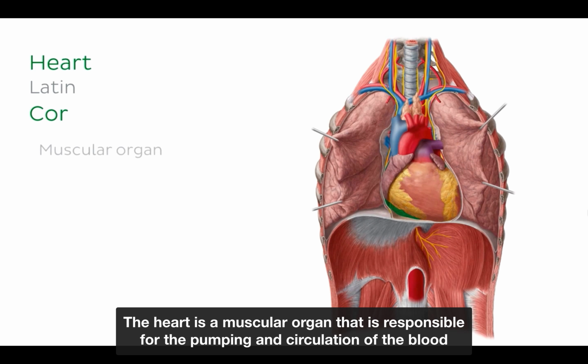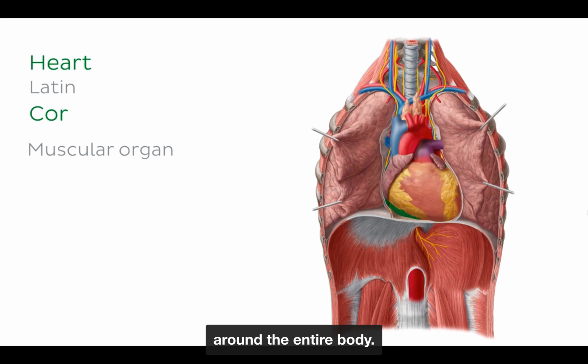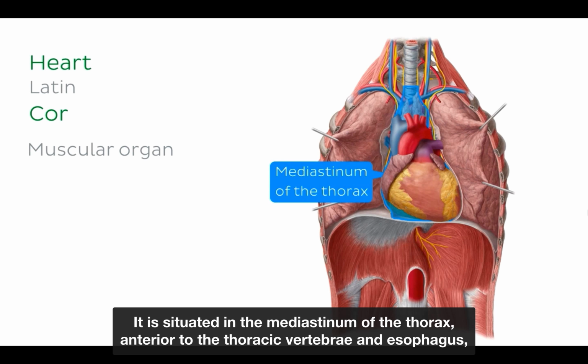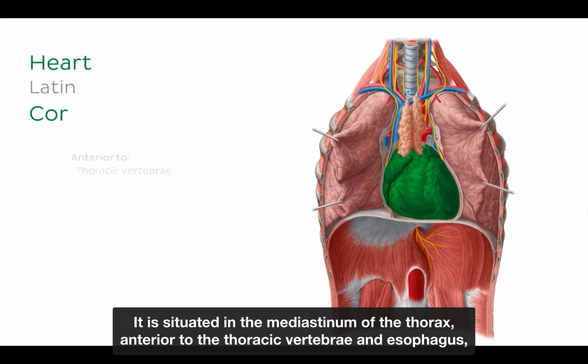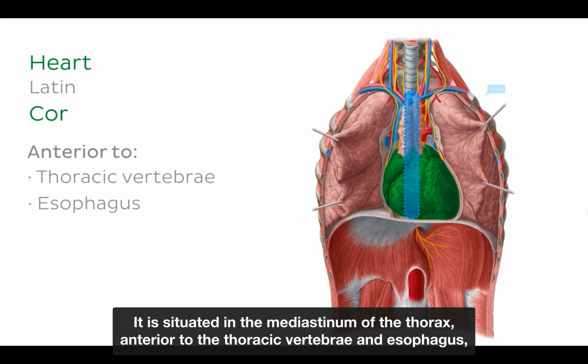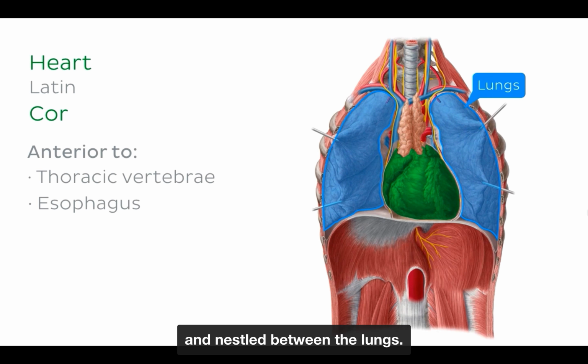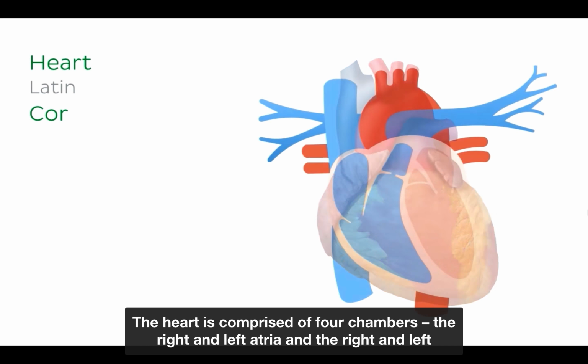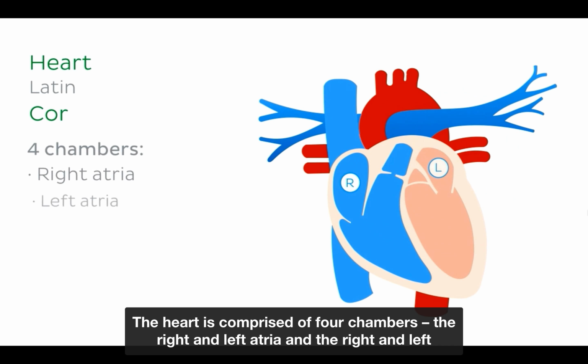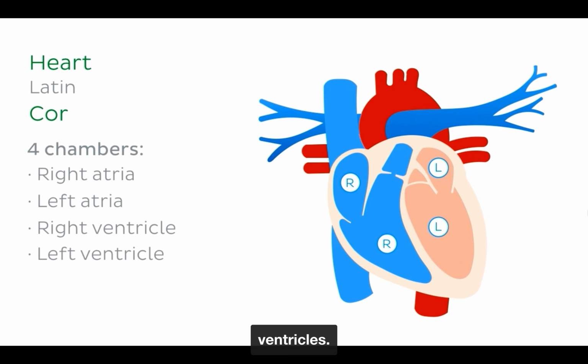The heart is a muscular organ that is responsible for the pumping and circulation of the blood around the entire body. It is situated in the mediastinum of the thorax, anterior to the thoracic vertebrae and esophagus, and nestled between the lungs. Anterior to the heart is the sternum. The heart is comprised of 4 chambers, the right and left atria and the right and left ventricles.